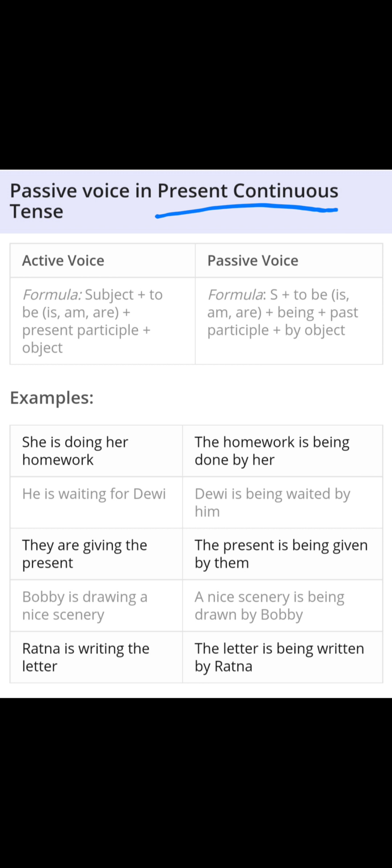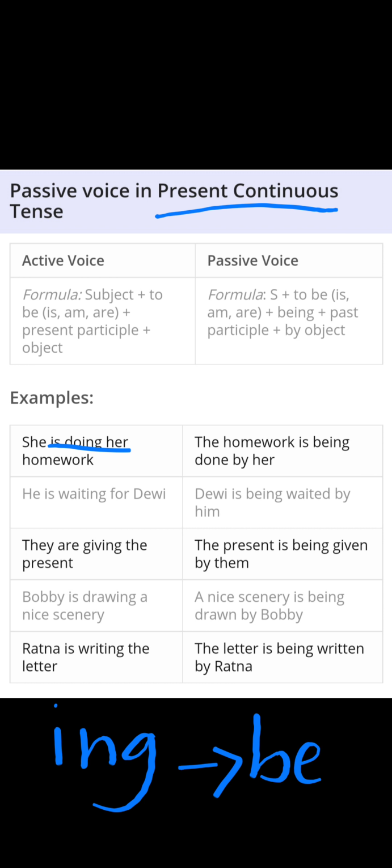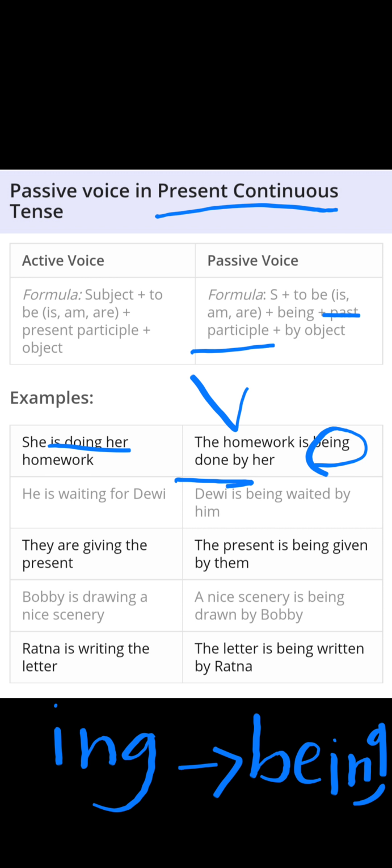Here you can see, she is doing her work. Your "ing" is changed into "being". She is doing her homework. The homework is being done by her. Your main verb will always change into past participle, which means the verb's third form.